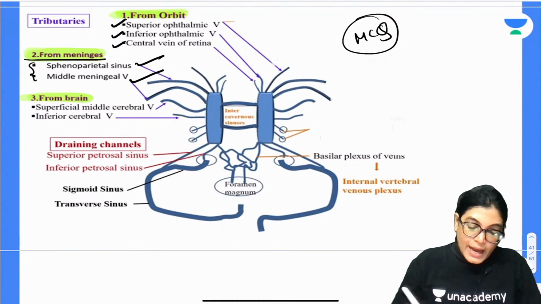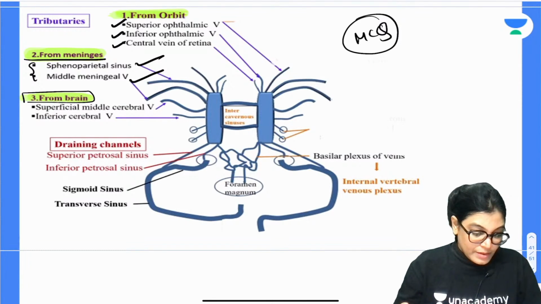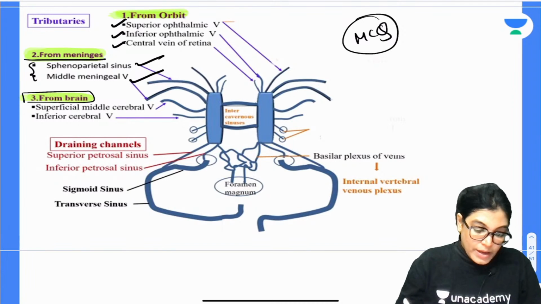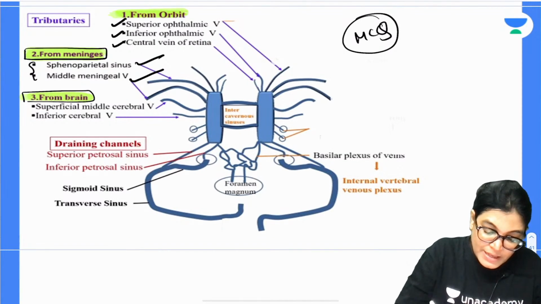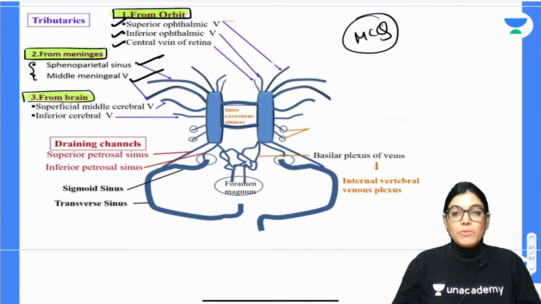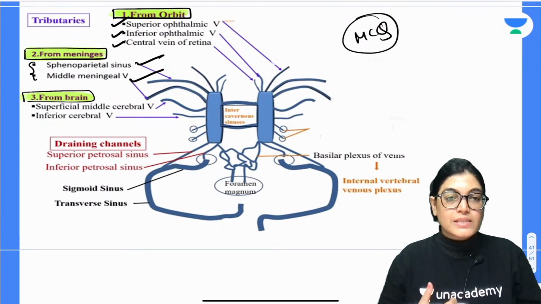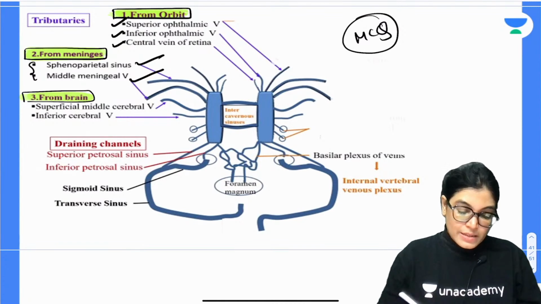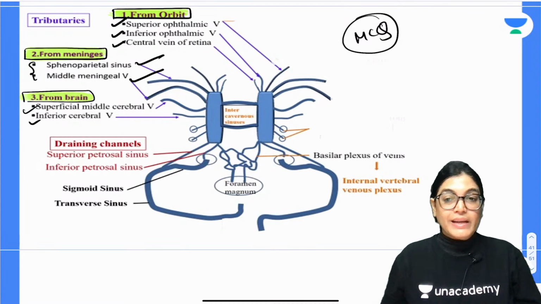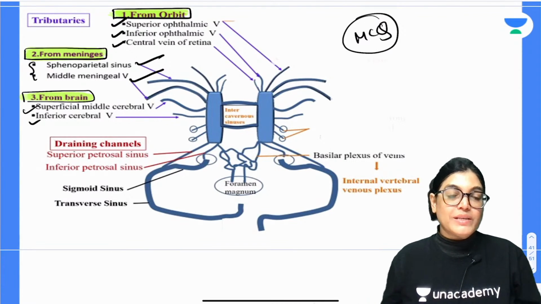And from the brain, okay, from the brain. So, this is the source from the meninges, this is the source from the orbit, this is the source from the brain. When I talk about the source of blood which is coming to the cavernous sinus from the brain, it is from two sources: superficial middle cerebral vein and inferior cerebral vein.